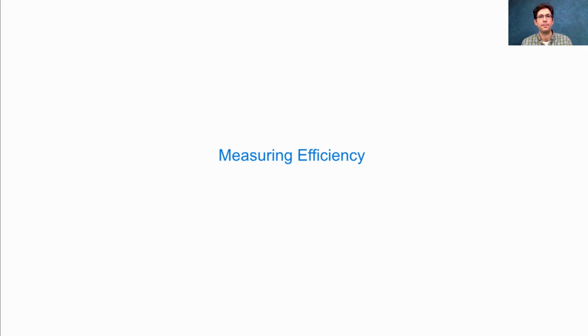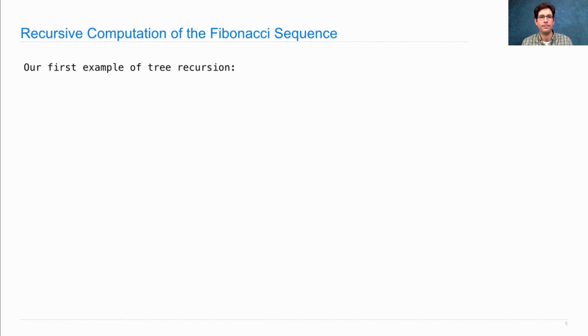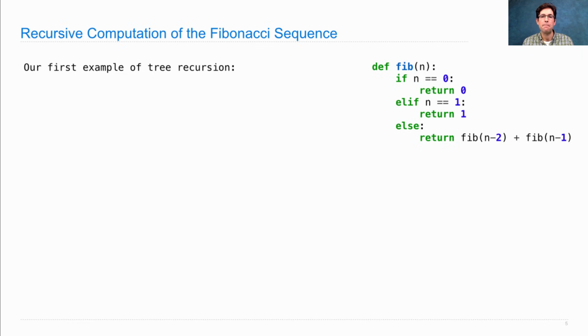Measuring efficiency. This is not about objects in particular, but about how to understand how long your program is going to take to run. So let's go back to our first example of tree recursion, which was a way to compute elements of the Fibonacci sequence using tree recursion with the following implementation.